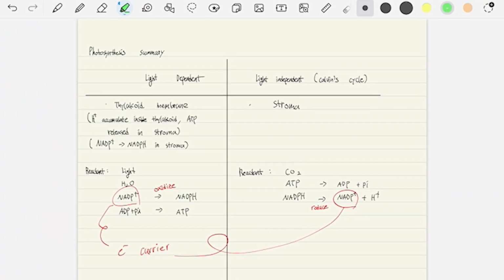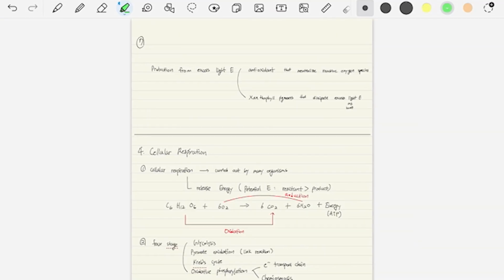This is the summary table for the photosynthesis. It's really just the reactants, but it's good to memorize.